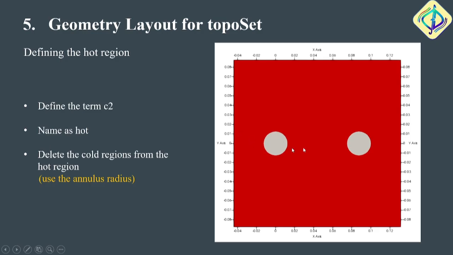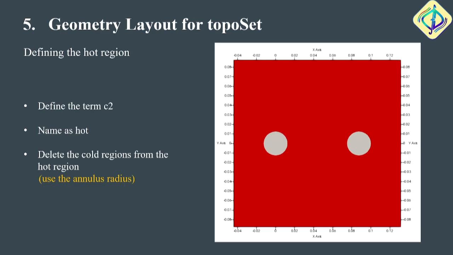separate the cold regions, both of these pipes. So you will have cold region 1, cold region 2. So we want to separate that. So again, over here, first we will define a term called C2. Then we will name that term or that region as hot region. So again, we'll do the naming.